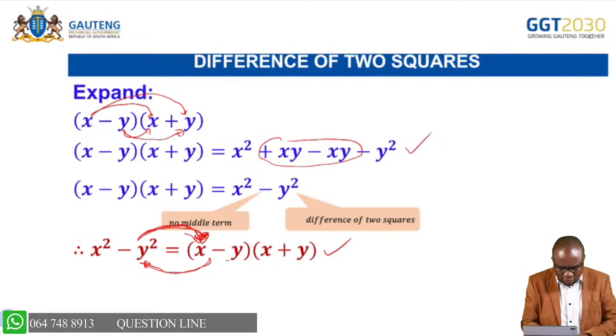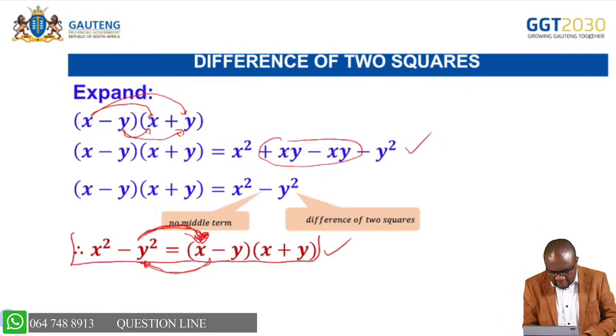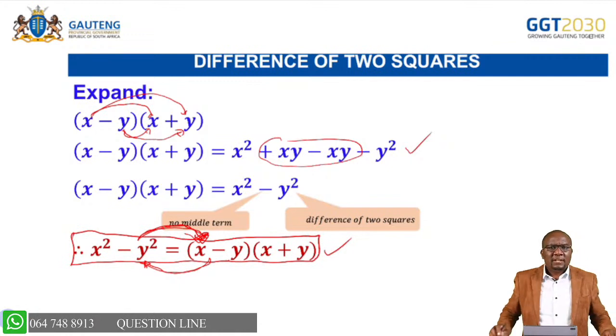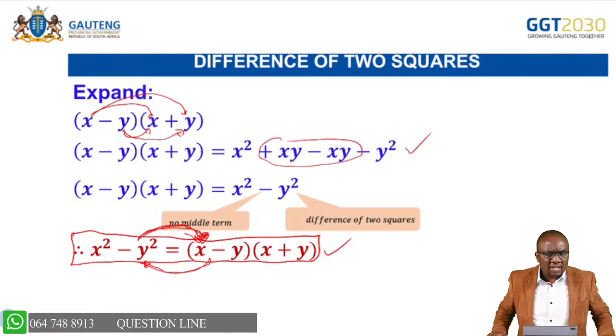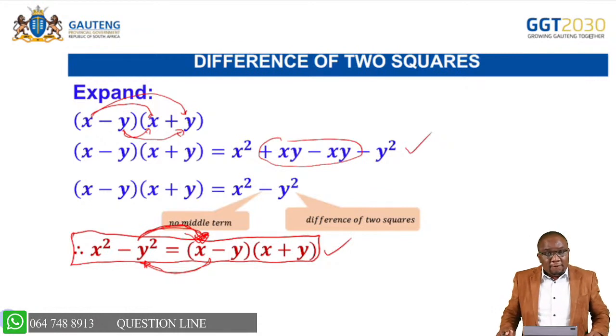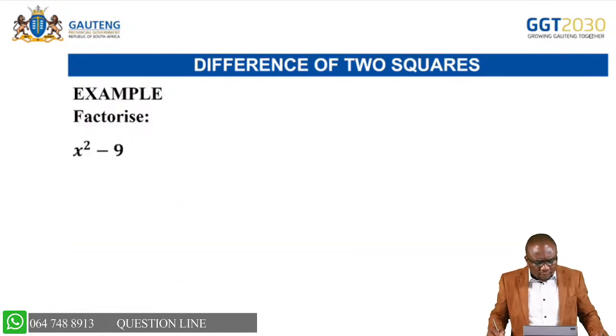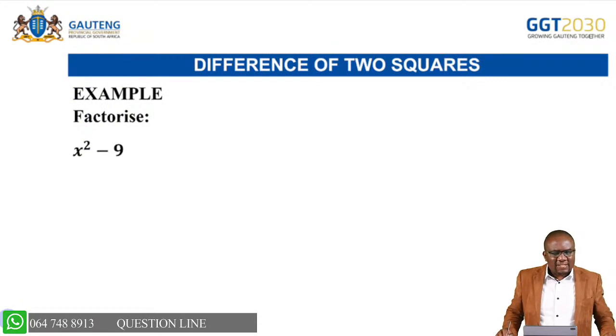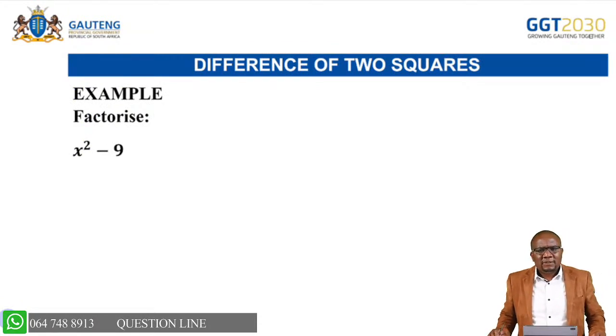Okay? Can you write this one down? Write this down. We're going to be using it. This is how we factorize what? Difference of two squares. We have seen it. We have investigated and discovered that it is like that. You see that? So now we're going to be applying that. Let's apply that. Okay. Factorize x squared minus 9.